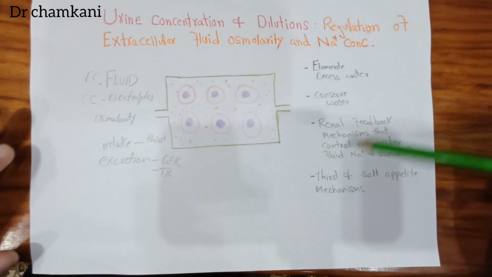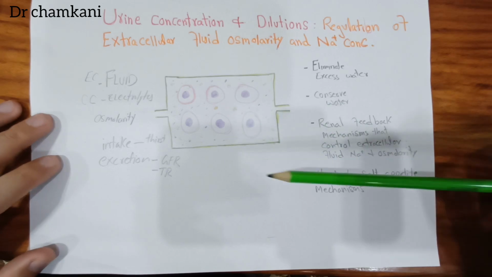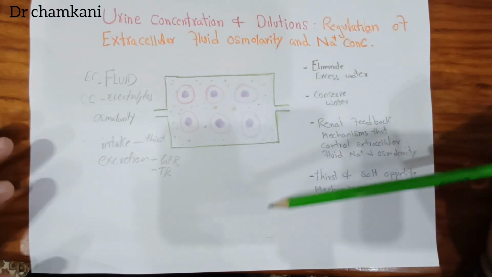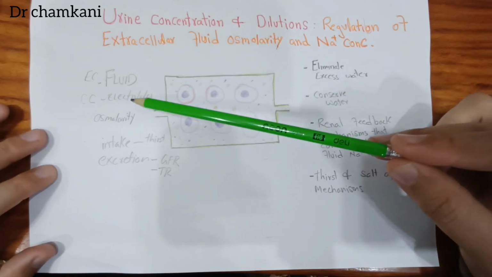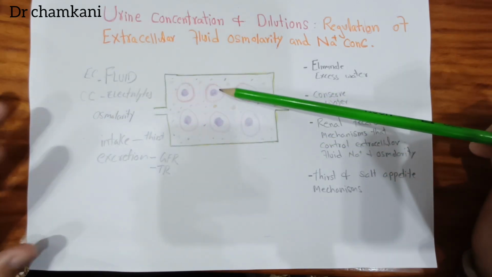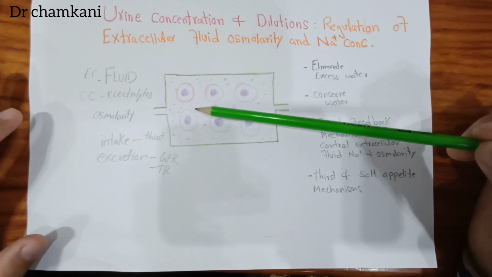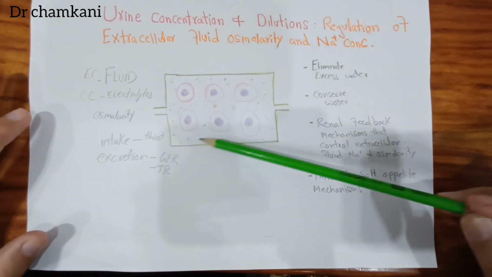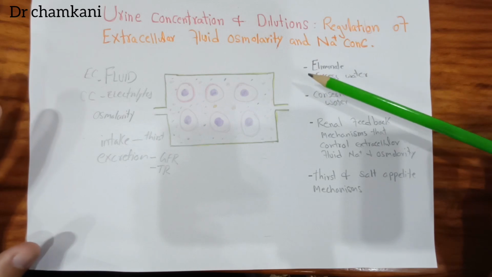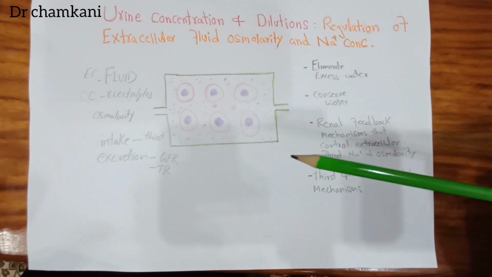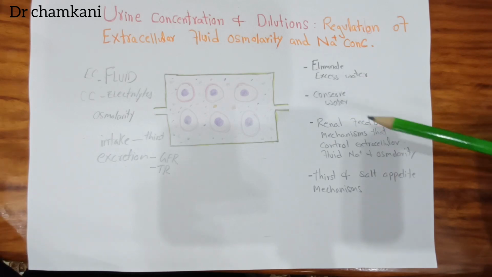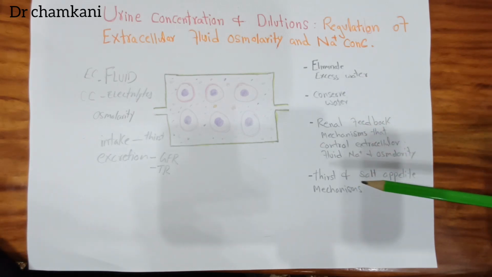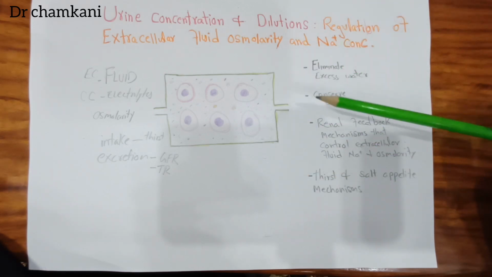So all these mechanisms, with the help of kidneys, the purpose of these mechanisms is to maintain a fixed concentration of solutes and a fixed volume of fluid in the extracellular space so that all these cells can perform optimally. And how the kidneys are going to maintain this environment with the help of eliminating excess water, conserving water when there is shortage of water, and through feedback mechanisms and thirst and salt appetite mechanisms. So all these things will be discussed one by one in the coming videos.